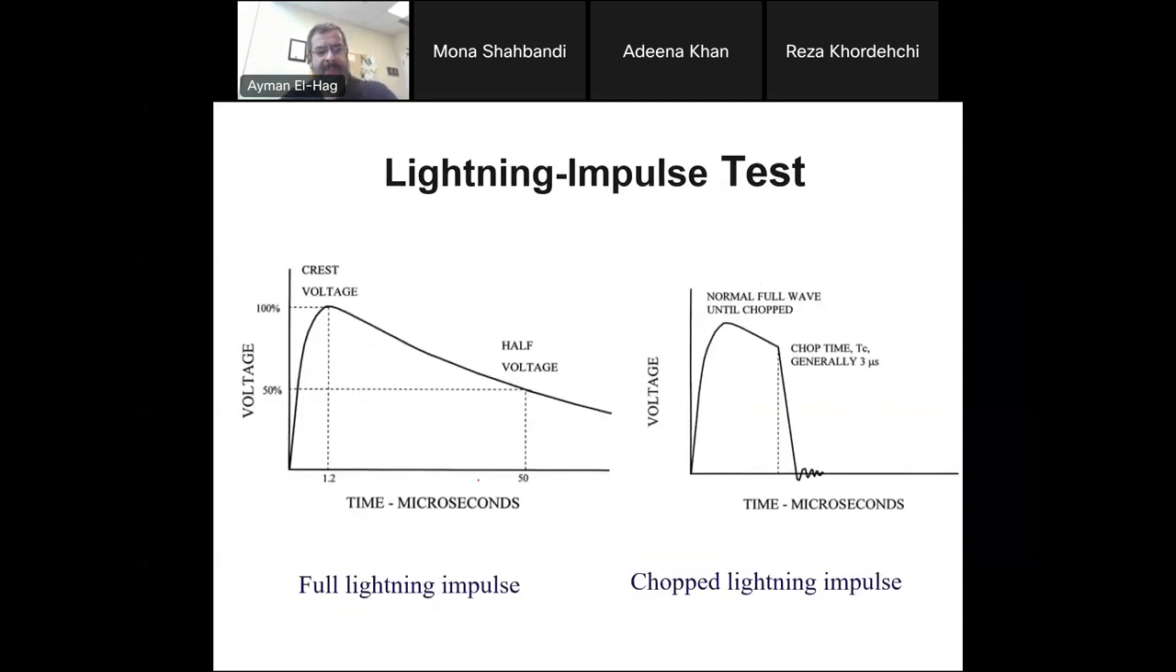So this is basically the full wave, or the full lightning impulse, and this is the chopped lightning impulse. We talked about them also when we talked about the generators. This is the rise time here, and this is the fall time. The rise time up to 90% is 1.2 microseconds. And here is the chopped wave, which we try between 3 to 6 microseconds. We chop the wave, so it is like a regular wave, and then at a certain point here we chop it. We make it go to zero very, very suddenly, so there is a very steep slope in the voltage here. And that really represents something. I will talk about it as we progress.